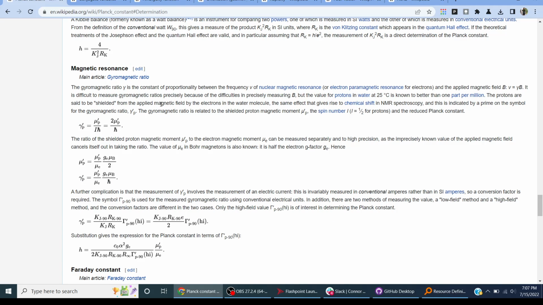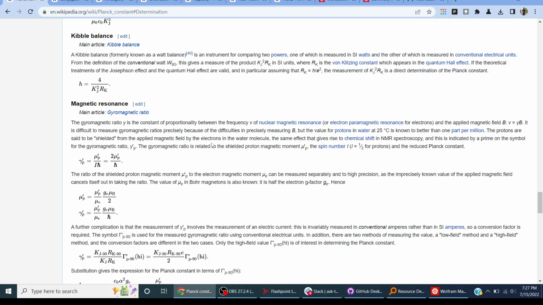The gyromagnetic ratio, gamma, is a constant of proportionality between the frequency v of nuclear magnetic resonance. Okay, I gotta just pause here. Alright, let's finish this.